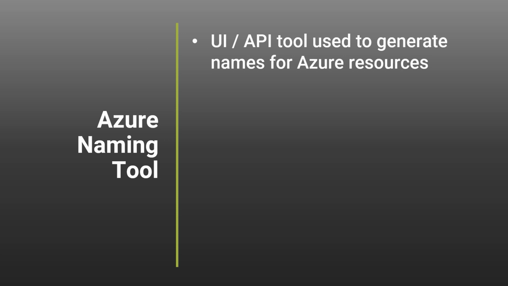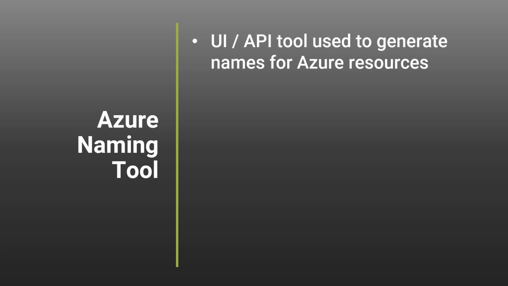So with some of the foundations there on why having a good naming standard can help, how do we actually go about doing this? And this is where the Azure Naming Tool can really come in to help you and your organization. The Azure Naming Tool is a user interface or an API tool that is used simply to generate names for Azure resources. That is pretty much all it does, but it does it very well.